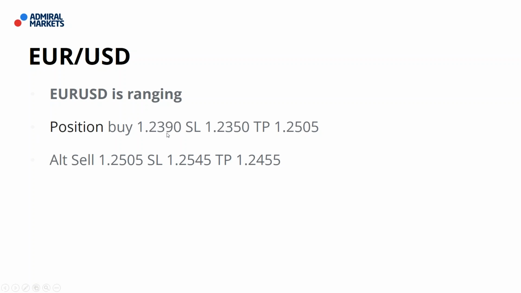We can probably try to take a positional buy trade. I would still wait for euro dollar, but it has a potential for a positional buy trade around 23.90 with a stop loss 23.50, TP 25.05. But also, guys, there could be a sell at this point.